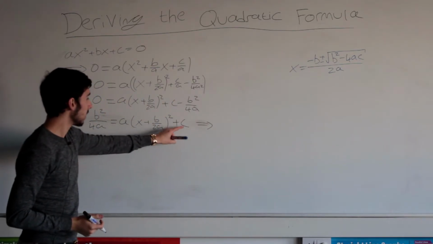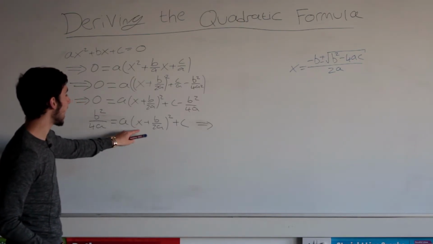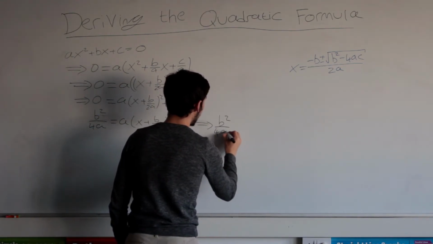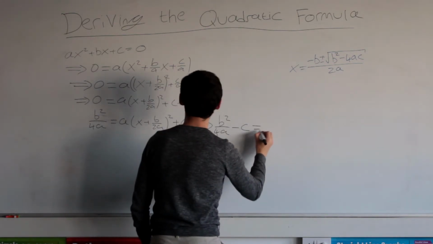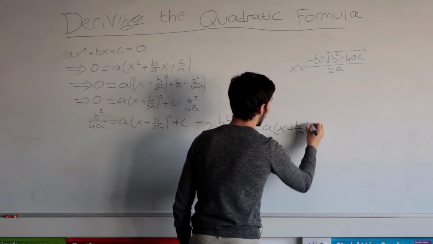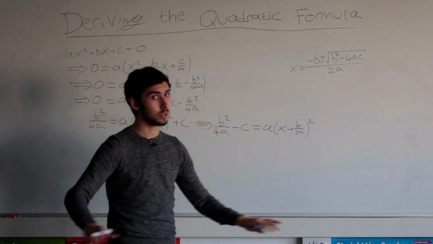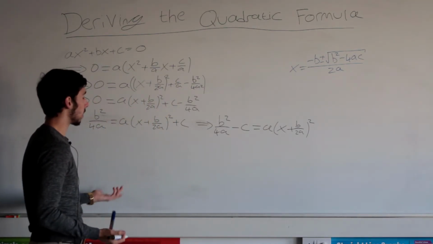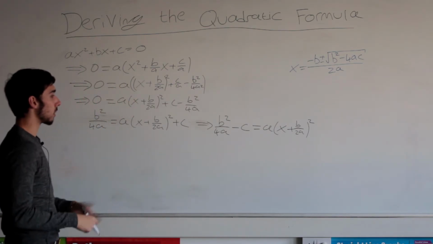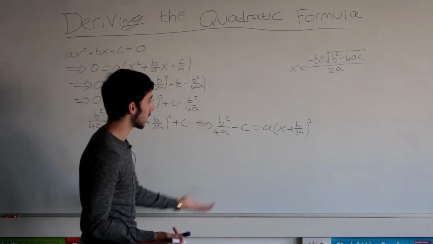Now, we don't want a c either. So we're going to take c away from both sides because we don't want the c. We're trying to get x on its own on the right-hand side. So let's say that b squared over 4a minus c is equal to a times x plus b over 2a all squared plus 0, because c minus c is 0, okay? And 0 plus b squared over 4a minus c is b squared over 4a minus c. All we're doing is taking c away from both sides, okay? So now we've got this, okay, looking good.